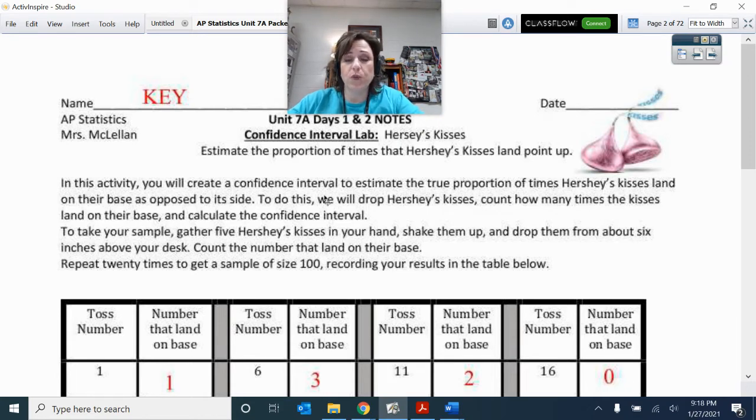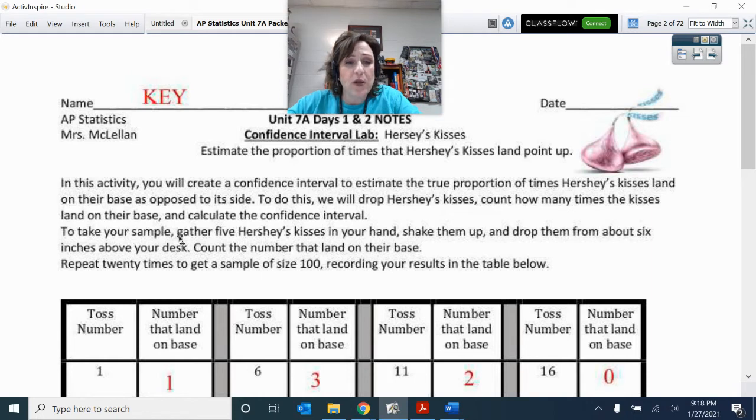So to do this, we're going to take Hershey's Kisses and we're going to shake them up to randomize, and we're going to drop them. And we're going to count how many times the kisses land on their base. And then from that, create this range of plausible values, a confidence interval.